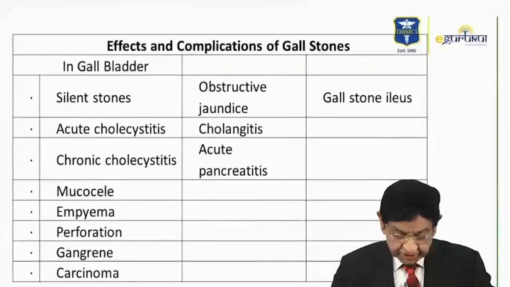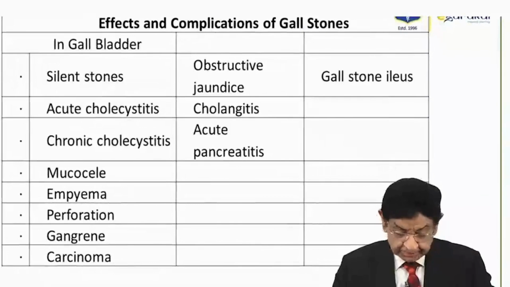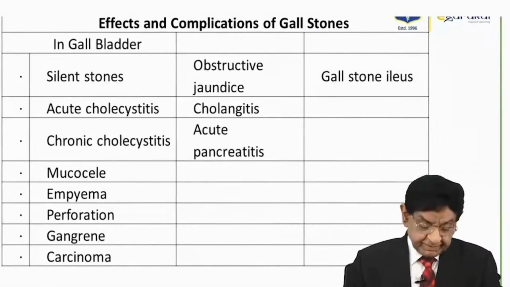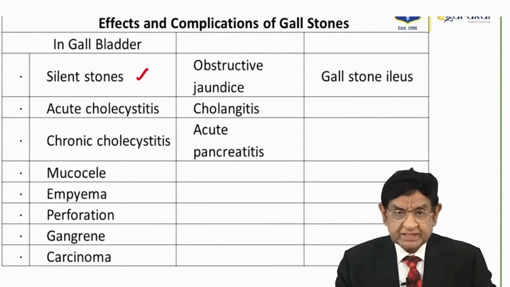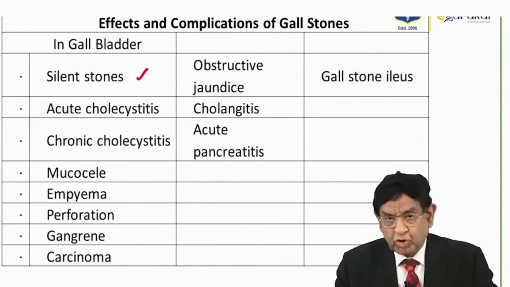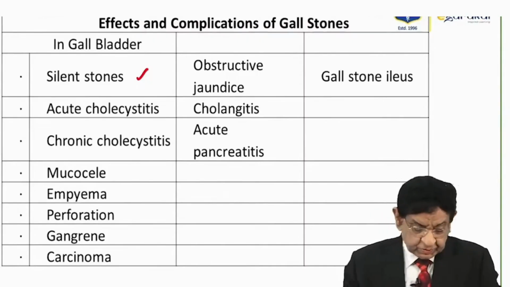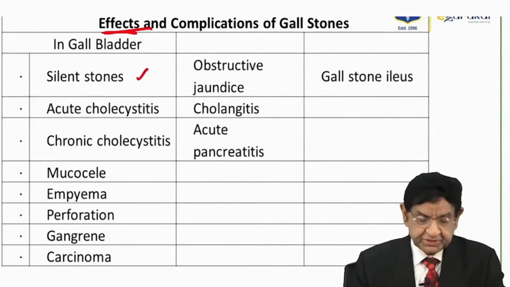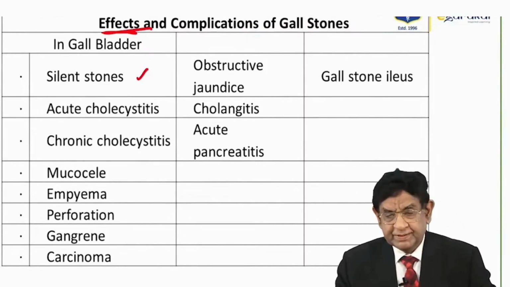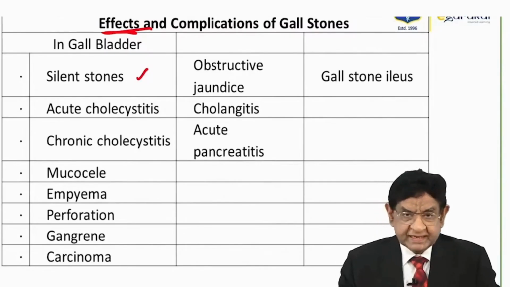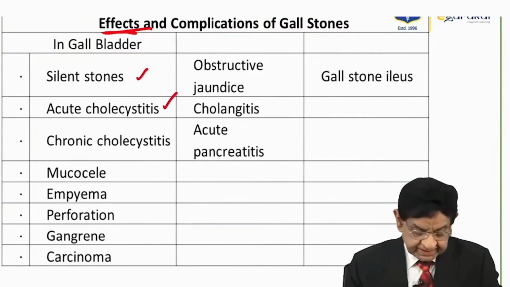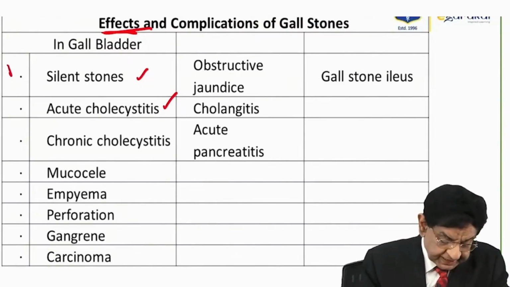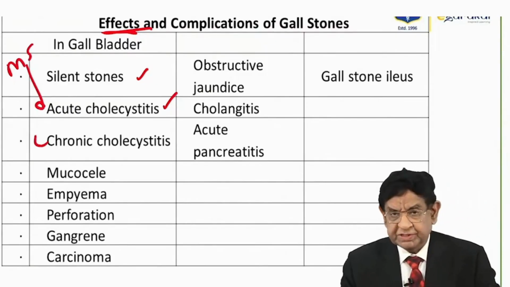What are the complications of a case of gallstone? Well, they may be silent stone. Silent stone means the patient has no pain. In fact, it's the most common presentation. So it is the effect, not a complication, right? And it's the incidental finding. It can lead to acute cholecystitis, and it is due to this that Murphy's sign is positive. It can be even chronic cholecystitis.